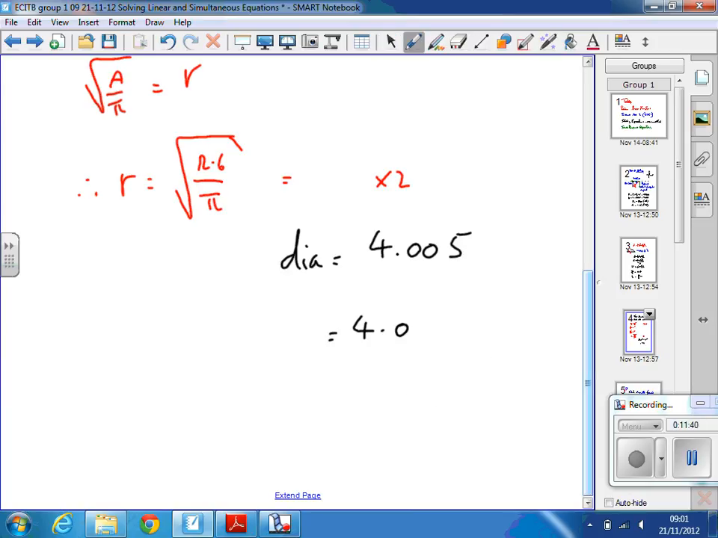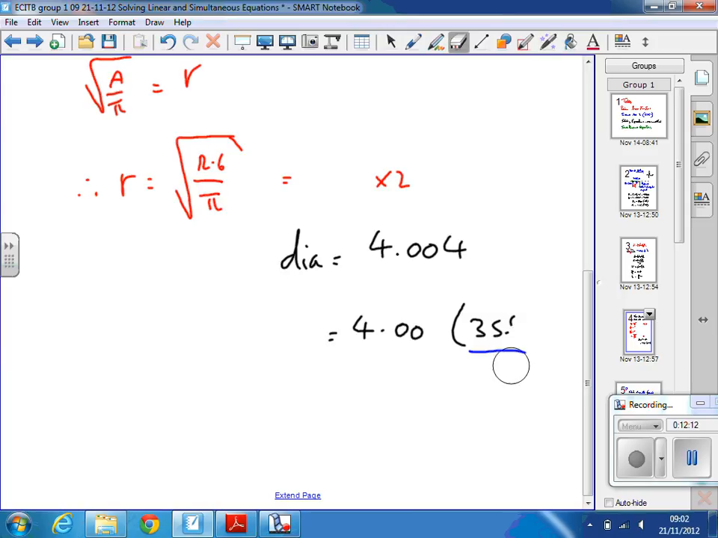Right, 4.01. If that had been a 4, for argument's sake, what would that have been to 3 significant figures? 4.00, good. And that's important. That is a valid answer to 3 significant figures. It's saying that it's accurate to that degree. So there's a big difference between 4 and 4.00, and that's emphasized by writing my accuracy.